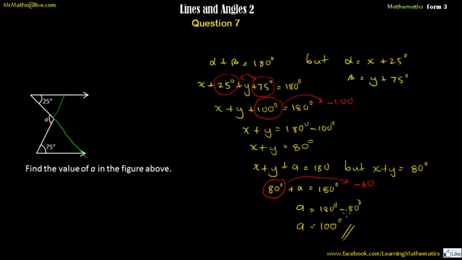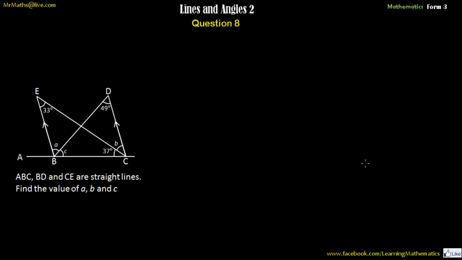In the meantime, let's go to the next question. Question number 8. We have two parallel lines, EB and DC, and we have one horizontal line, ABC, and we have two cross lines, BD and EC. So go ahead, read the question carefully, understand it, and try to solve the question, which is the value of A, B, and C. I hope you like the challenge. Go and pause the video now.